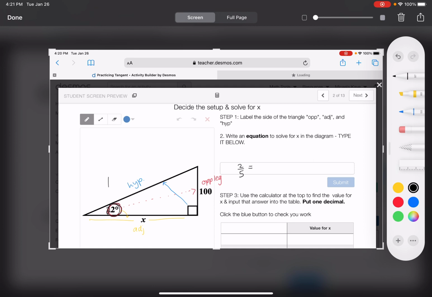2/5 should equal our opposite leg divided by our adjacent leg. Because remember, slope ratio is opposite over adjacent. And remember, we get this from our slope ratio chart. From there, we're going to undo dividing by x by multiplying. So we have 2x divided by 5 equals 100.